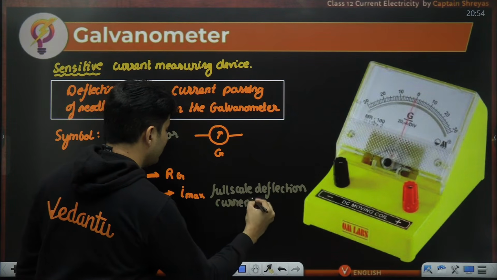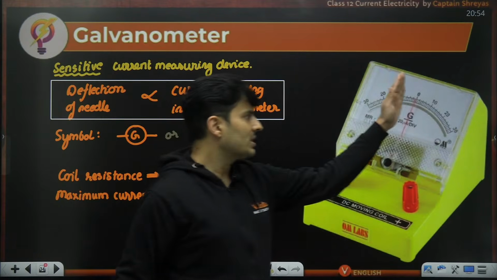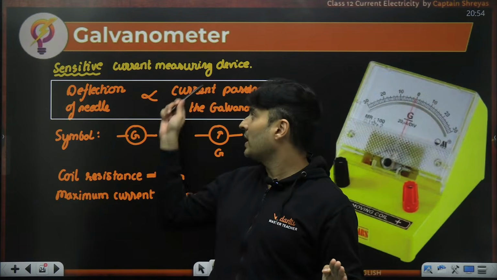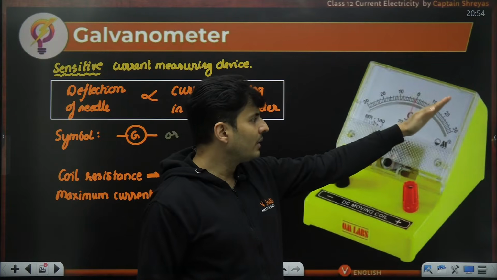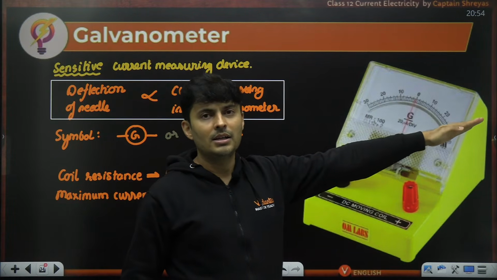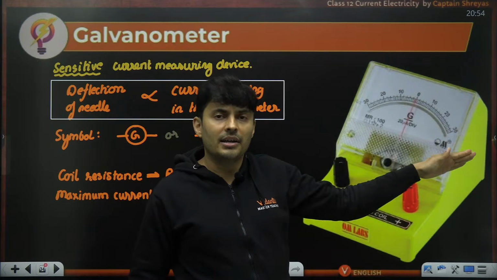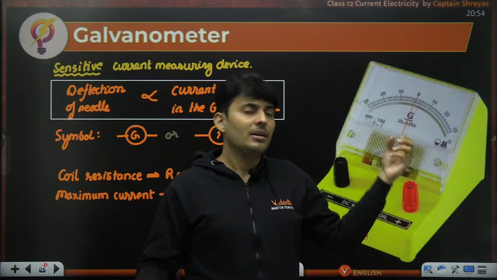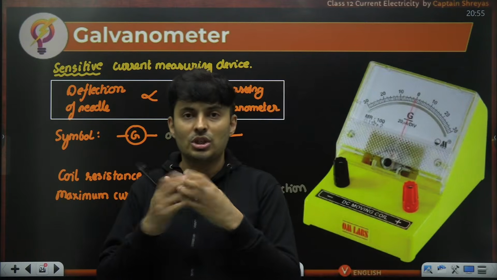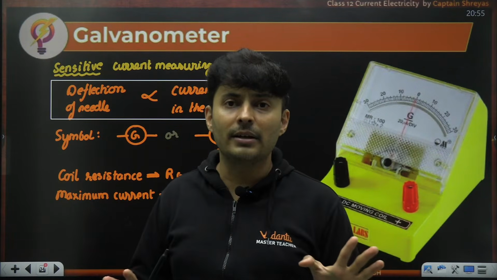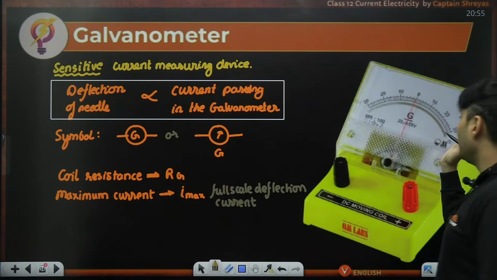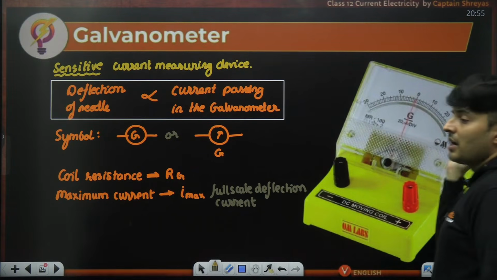Why is it called full scale deflection current? If you start passing current through the galvanometer, it will start deflecting. More current, more deflection. But when it reaches the end, that's the limiting value of the current and the maximum deflection it can go. More than that, most likely the instrument will burn, it will get shorted, it will just get spoiled.